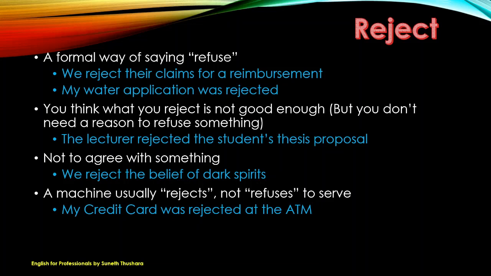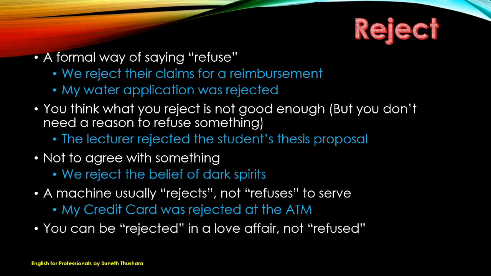Since usually there should be a reason to reject, a machine is always rejecting. A machine does not usually refuse. That's wrong English if you say so. You can be rejected in a love affair, not refused. So you can say she rejected me, she rejected my love. Again, think, there should be a reason, right? The reason may be she doesn't like you. That's the only reason she has. But usually you are rejected in a love affair.